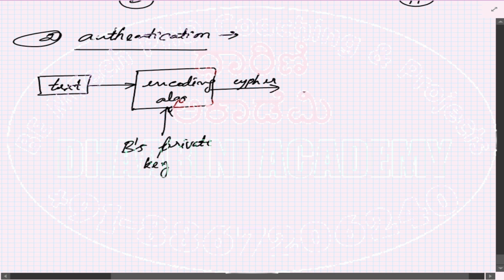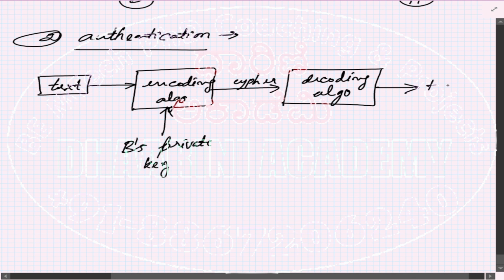So the cipher reaches A. On the other side, I have a decoding algorithm. This gives you the text back. But what is being used on the other side is B's public key.